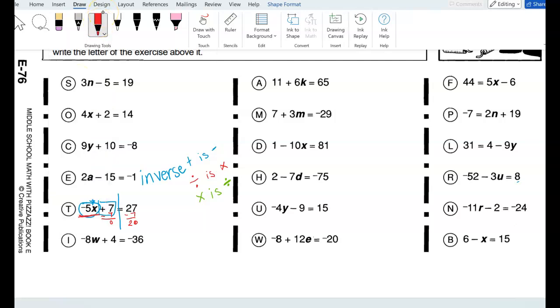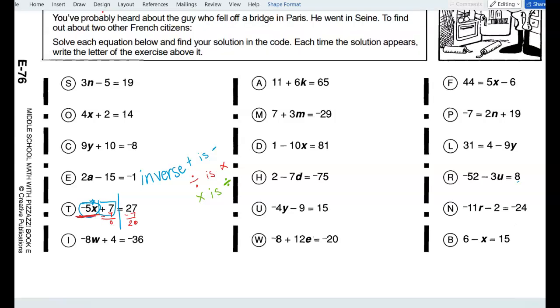Yeah, so negative 5 times x. We need to divide. Here's the divisor bar. Divide by negative 5. And so that gives us 1x. 1x equals, what we do to one side, we do to the other. What did we do? We divided by negative 5. 20 divided by negative 5.